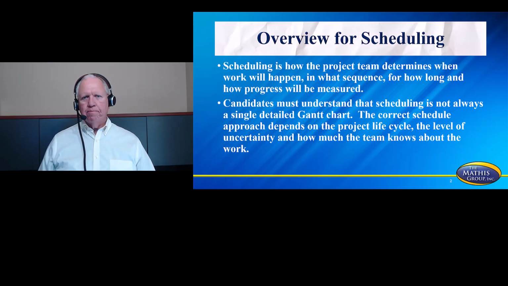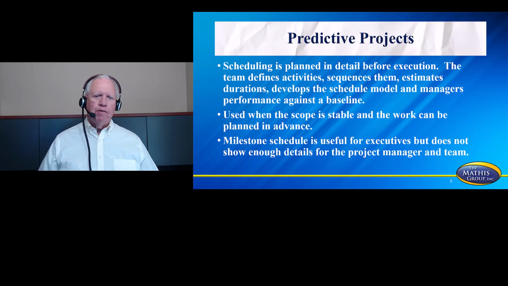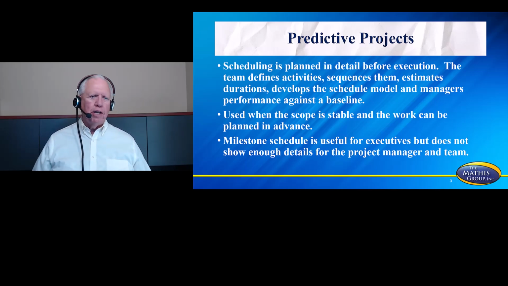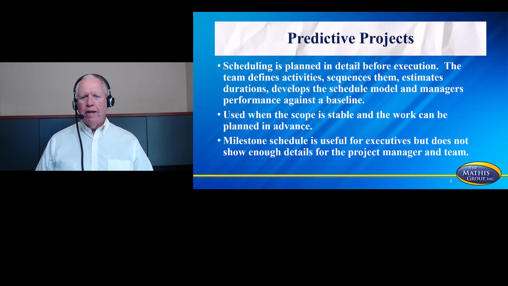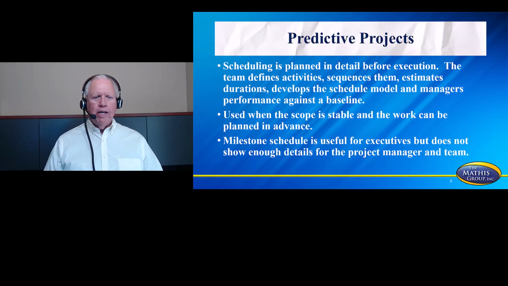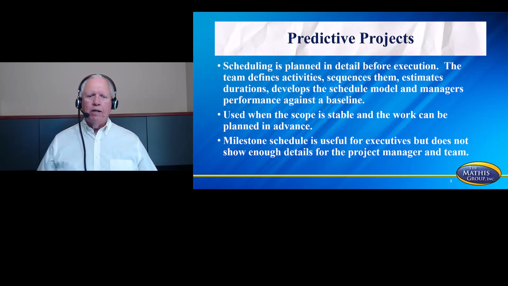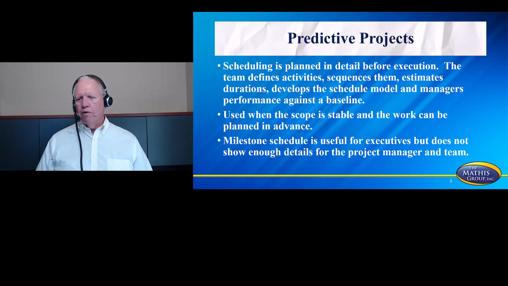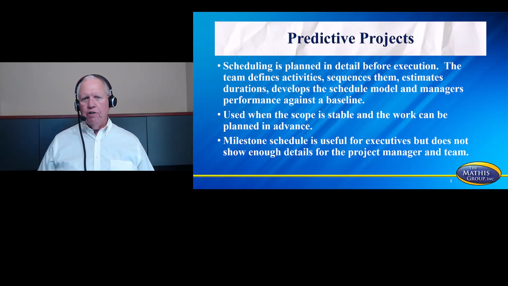When we talk about predictive, this is going to be your traditional project. Scheduling is planned in detail before execution. The team defines the activities, they sequence them, they estimate the durations, they develop the schedule model, and manage performance against a baseline. It's used when the scope is stable and the work can be planned in advance. Milestone schedule is useful for executives, but does not show enough detail typically for the project manager and for the team.